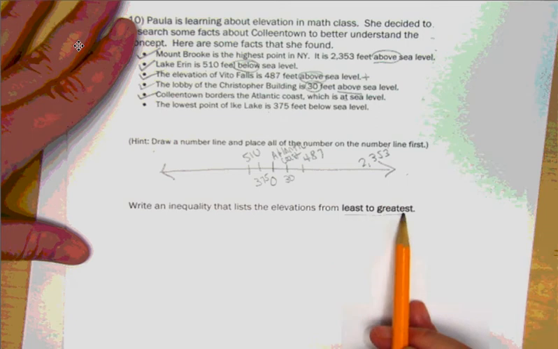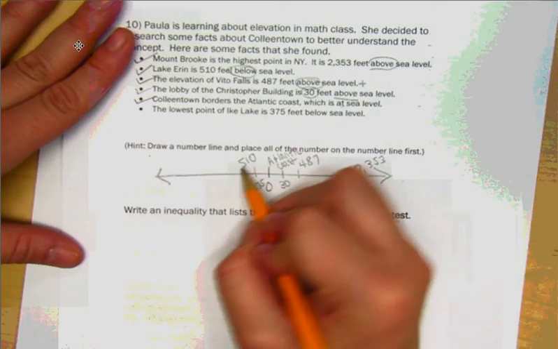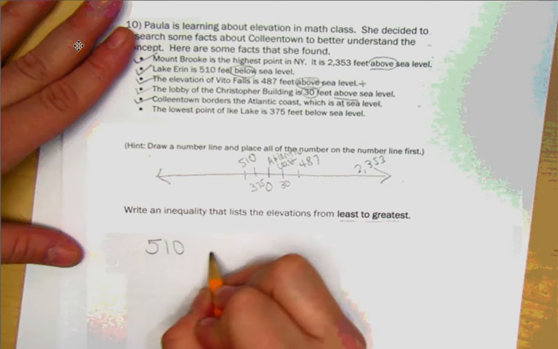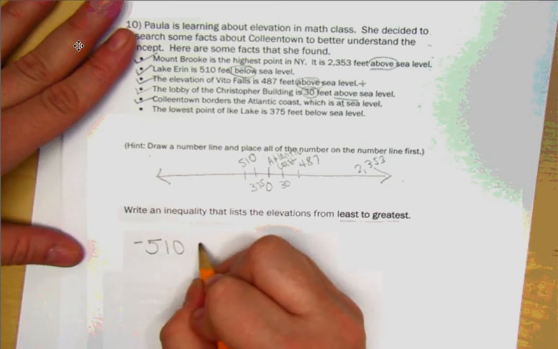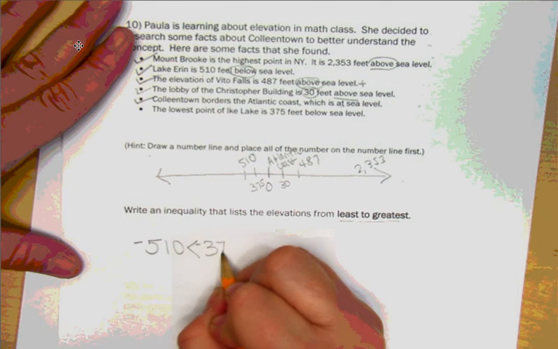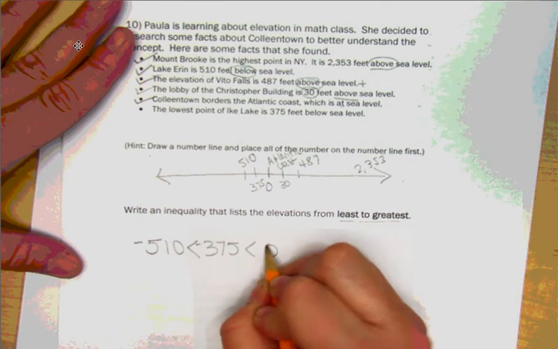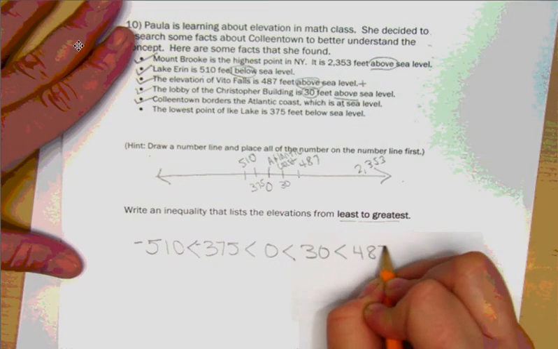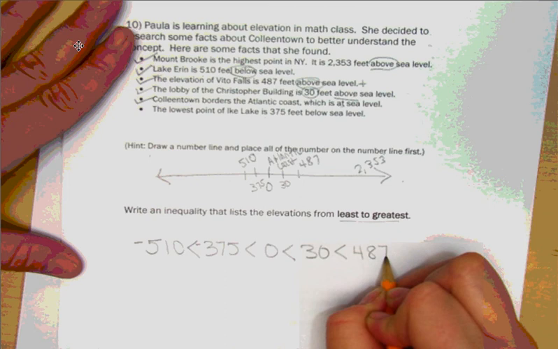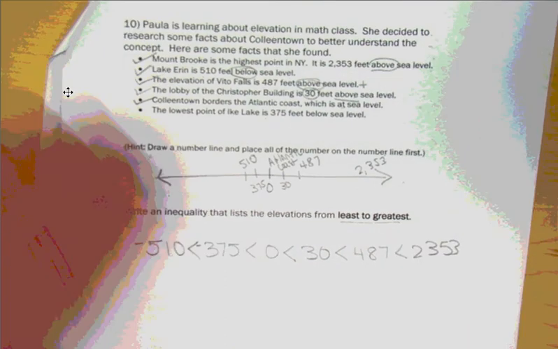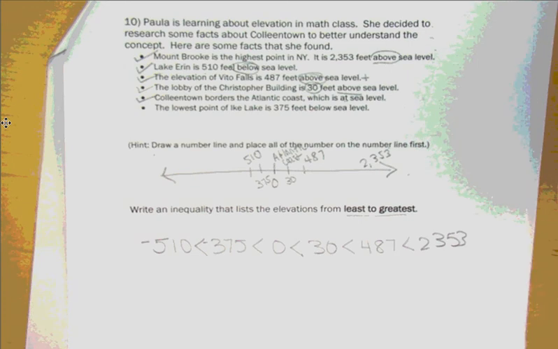Now I'm going to write these numbers from least to greatest, starting with the one I have to the furthest left. So I'm going to write -510 is less than -375 is less than 0, is less than 30, is less than 487, is less than 2,353. Okay, so I'm going to continue to the next page.